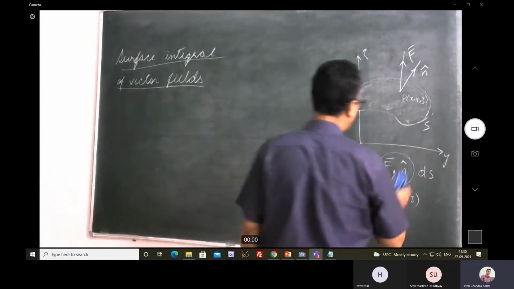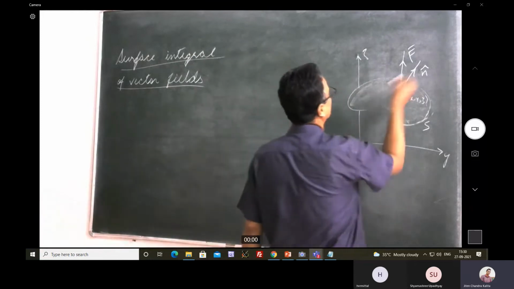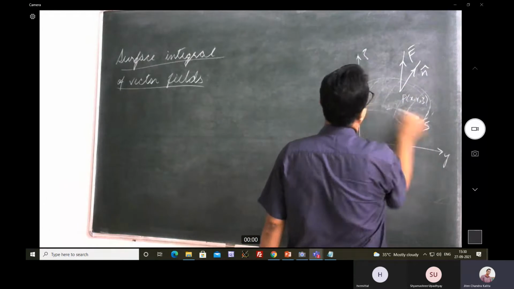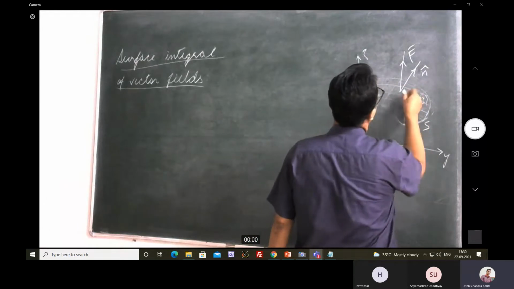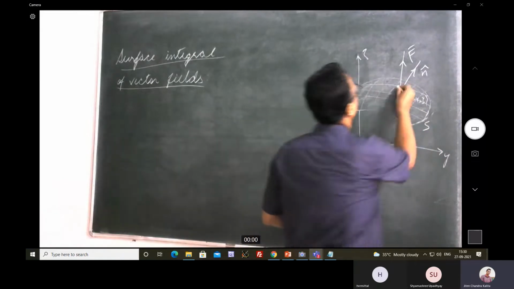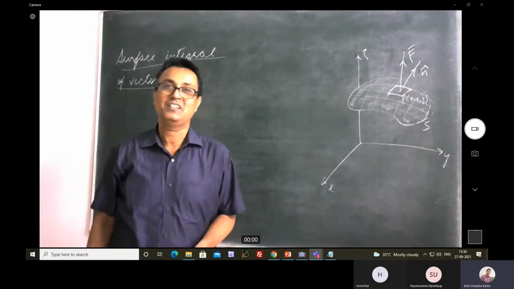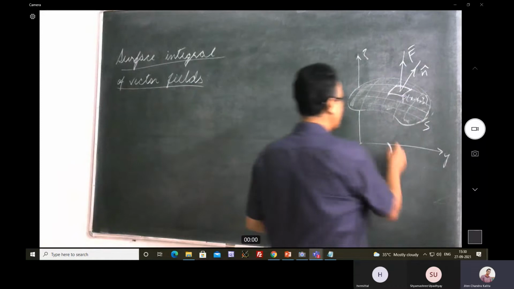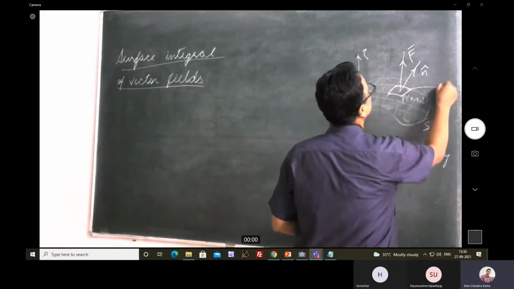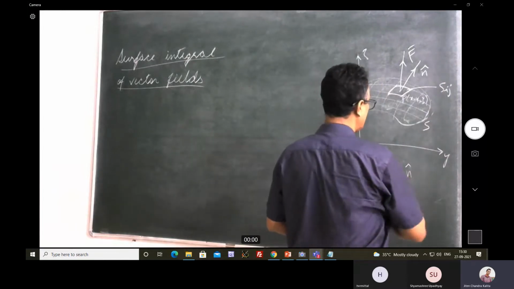Before moving further, you know that I'm again going to divide this surface into some patches like this. And at each patch, say suppose this patch is denoted by Sij, I am going to consider something.